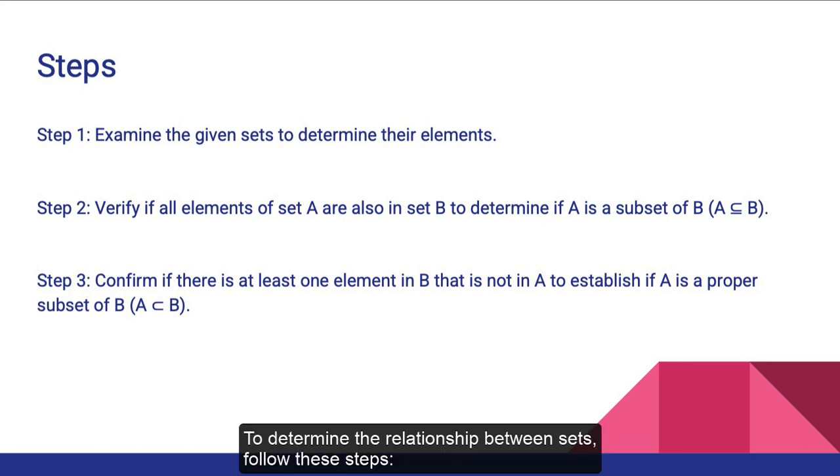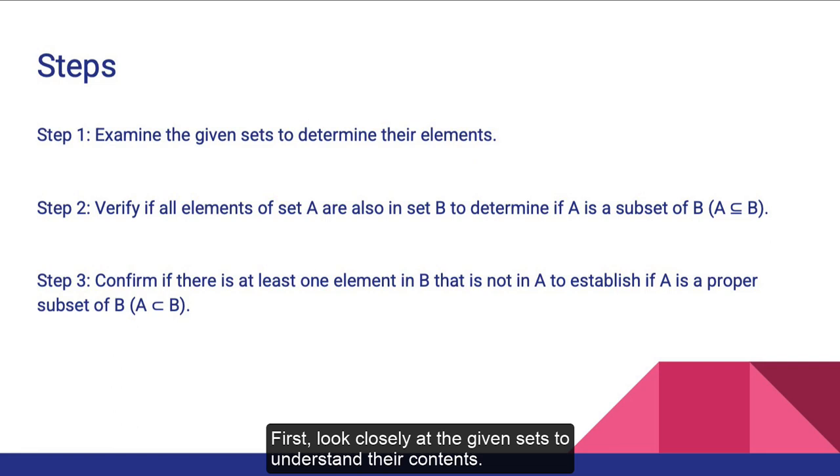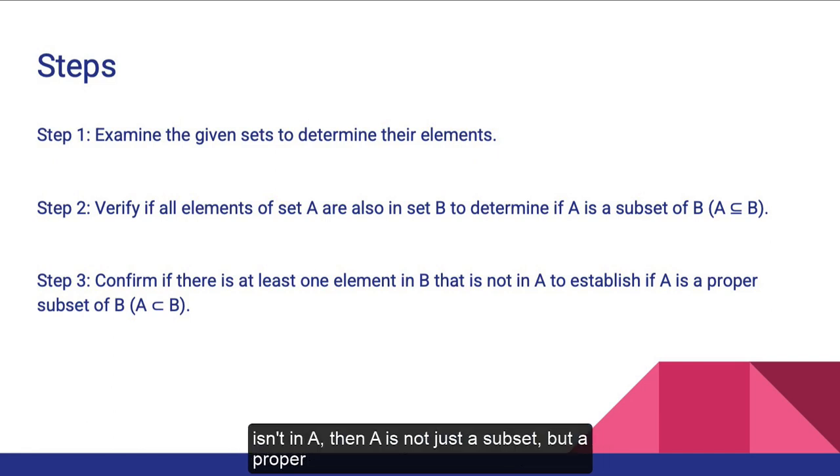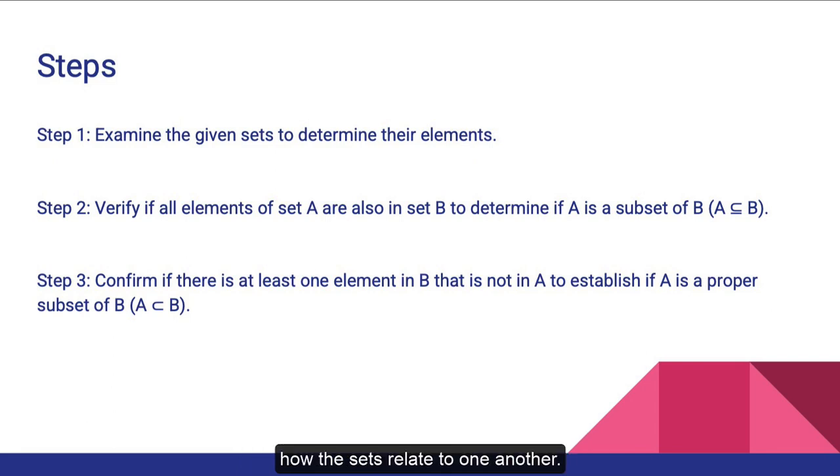To determine the relationship between sets, follow these steps. First, look closely at the given sets to understand their contents. Next, check if every item in set A is also present in set B. If they are, then A is a subset of B. Lastly, if B has even just one item that isn't in A, then A is not just a subset, but a proper subset of B. This process ensures clarity in understanding how the sets relate to one another.